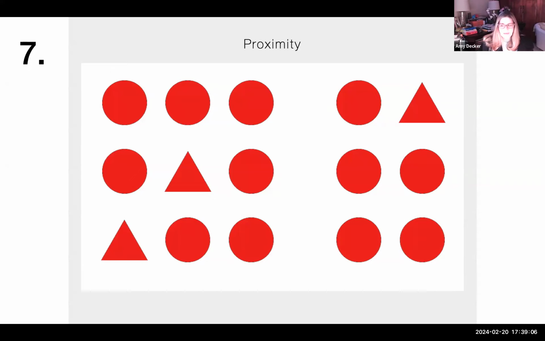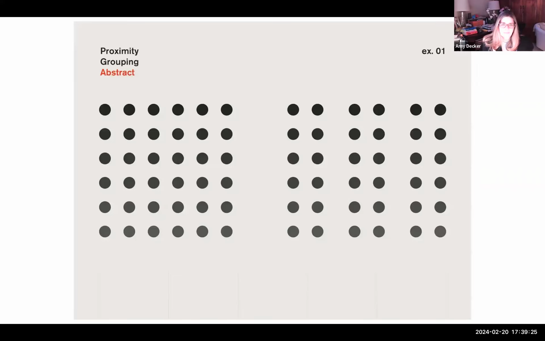White space separates the shapes into two distinct groups, going through the principle of proximity. So even though the shapes might be different in each of these groups, the fact that we can see two groups is because we're using white space between them. Let's look at some examples.